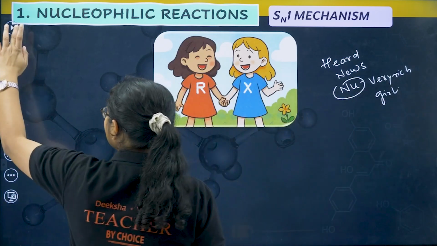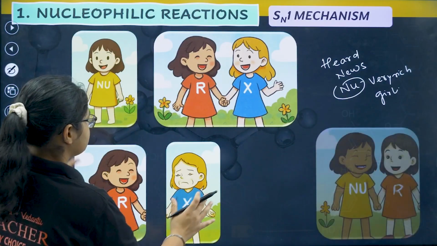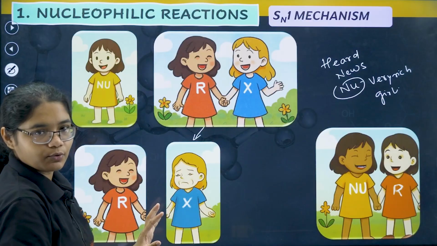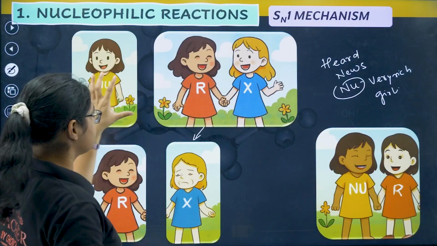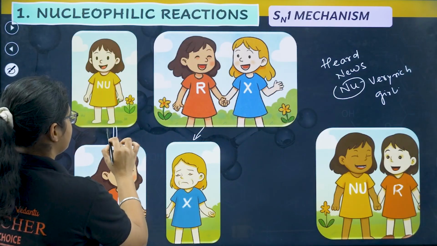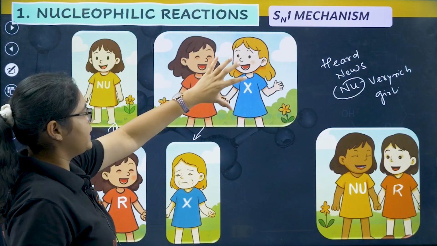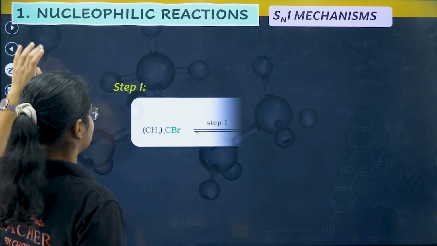Okay, then immediately what happened? R and X friendship broke. Then nucleophile, the rich girl, came to the city and these two became friends, and a new friendship was formed. Okay, so when I tell you the reaction, it will be more clear.